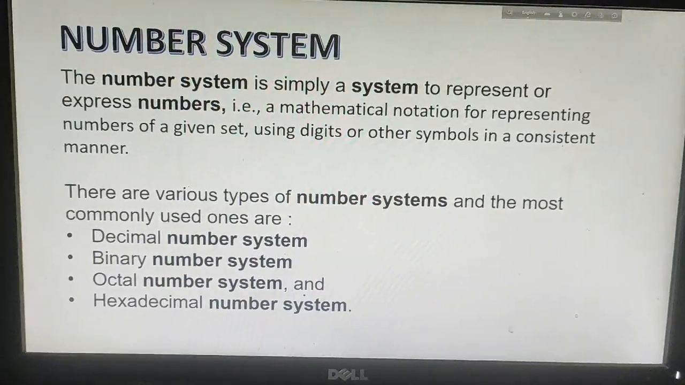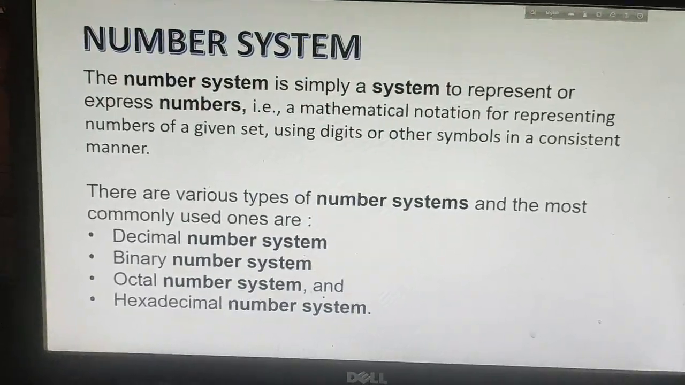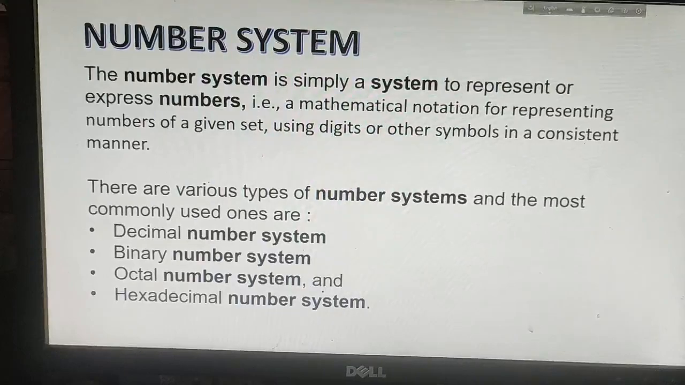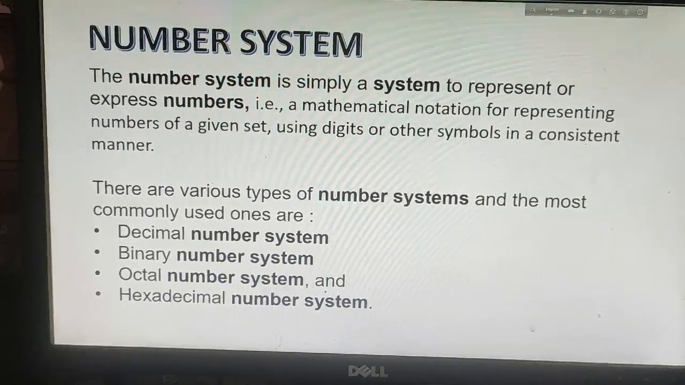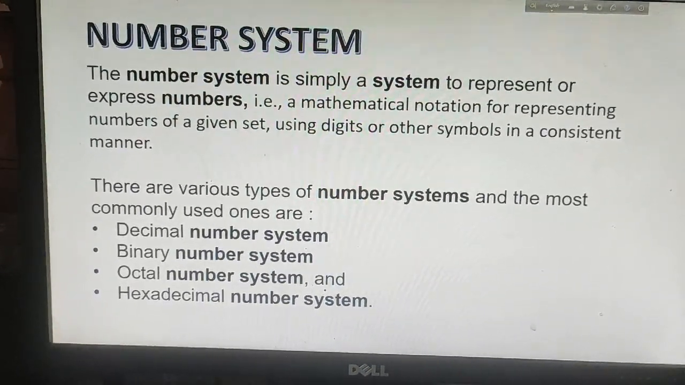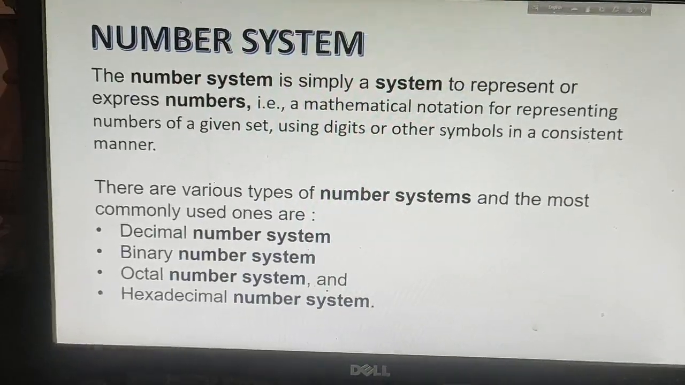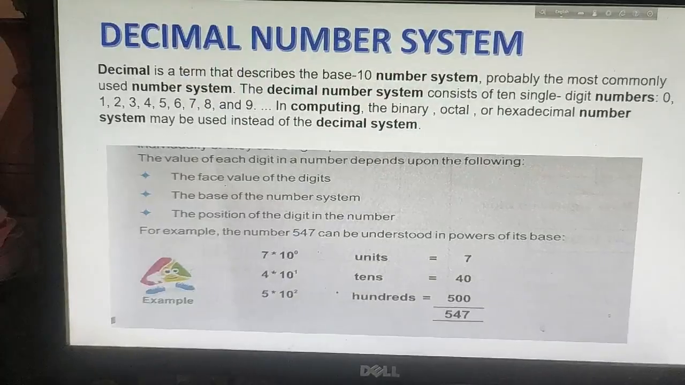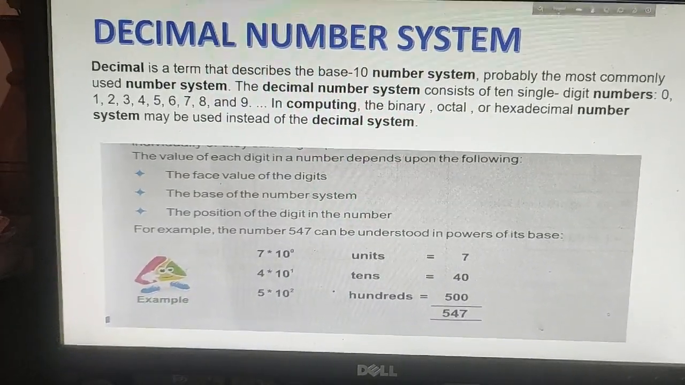So how many types of number systems are there? Basically, there are 4 number systems, that is decimal, binary, octal, and hexadecimal. There are other number systems also, but we will not study them in this class. We will only study these 4 number systems. So what is this decimal number system?